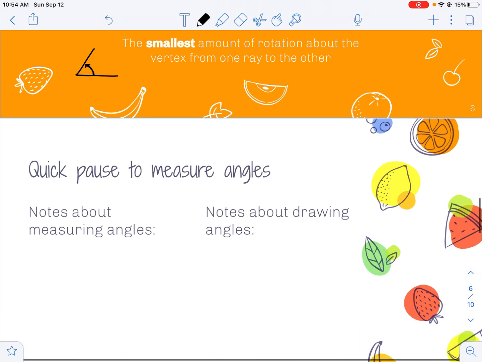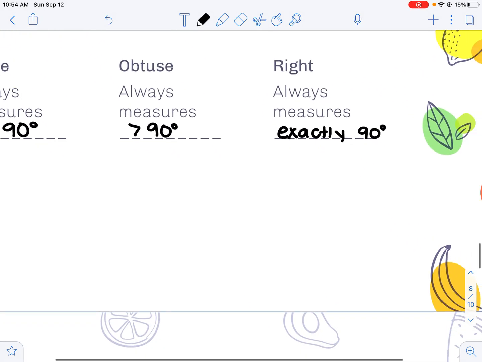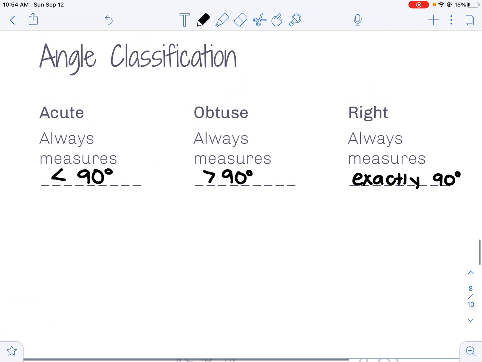There will be another video about drawing and measuring angles using a protractor, so definitely look for that. But to classify my angle, if it's less than 90 degrees, I say it's acute. Baby animals are cute. Half of Clementine's appeal is that she is little, so she is cute. Obtuse is always greater than 90 degrees, and right is exactly 90 degrees. When I've got a 90-degree angle, I show it's 90 degrees by putting the little square in the corner.